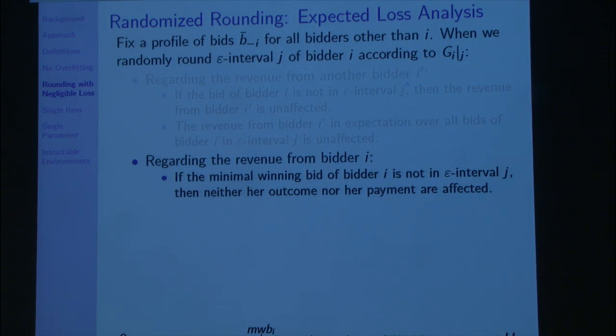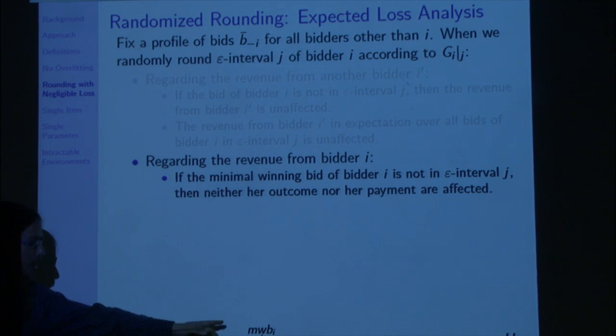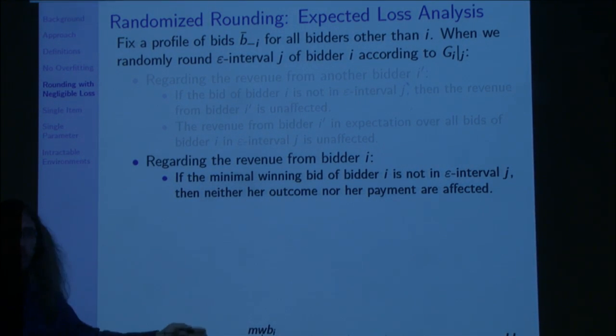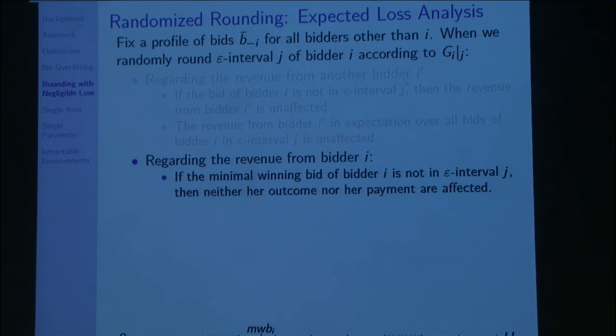And it remains the same because it's his minimal winning bid. Same if we round this interval. Anything below this minimal winning bid doesn't win. Doesn't matter whether we shuffle things around here. And if he wins, it's the same payment.